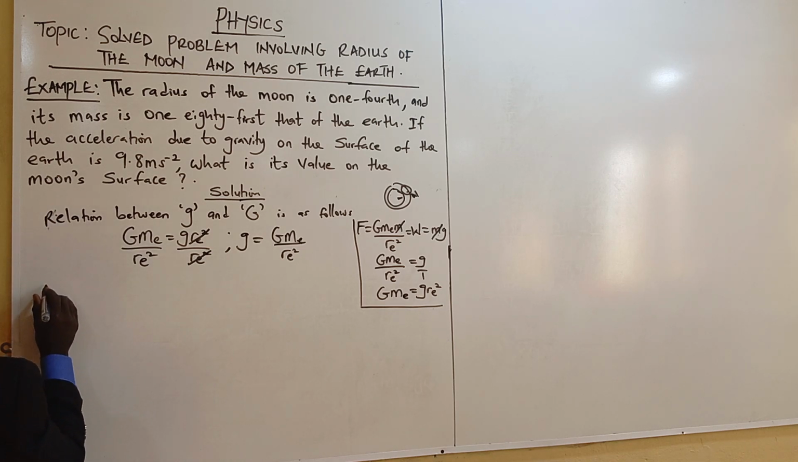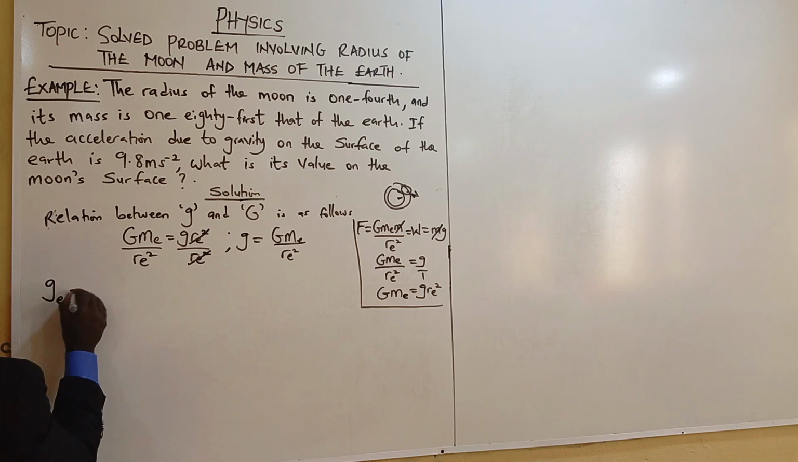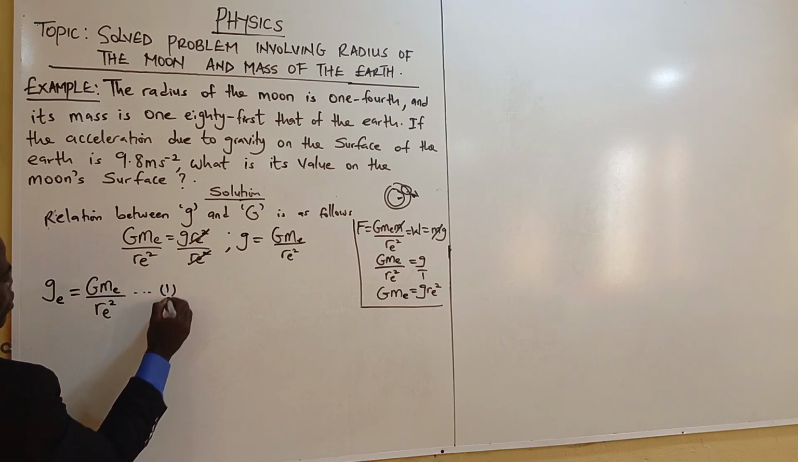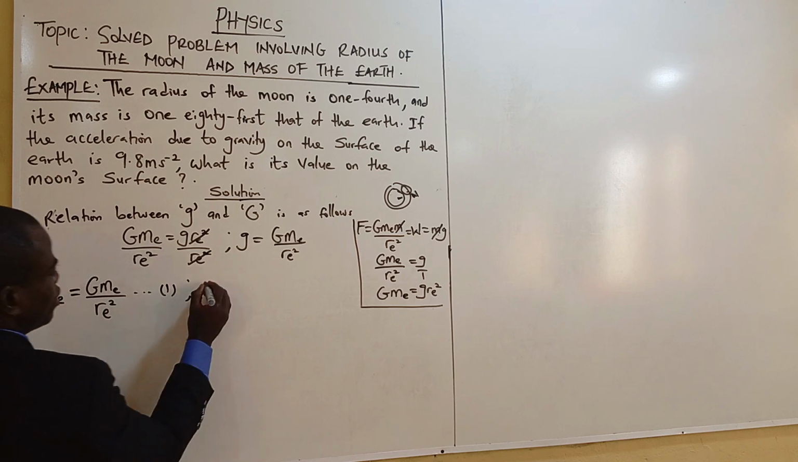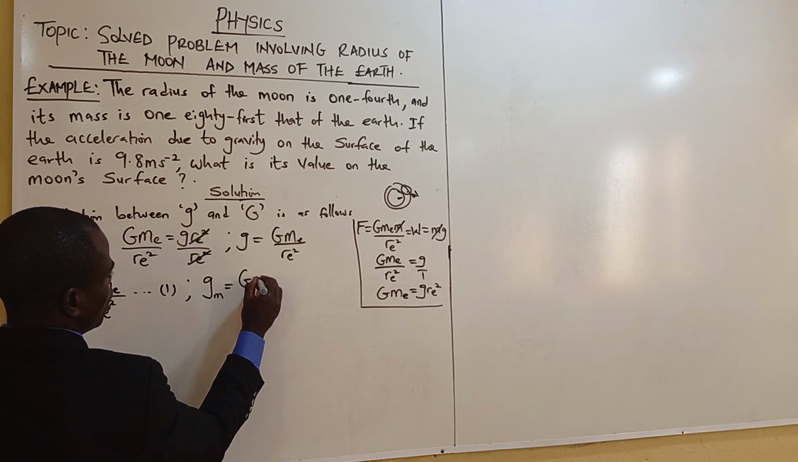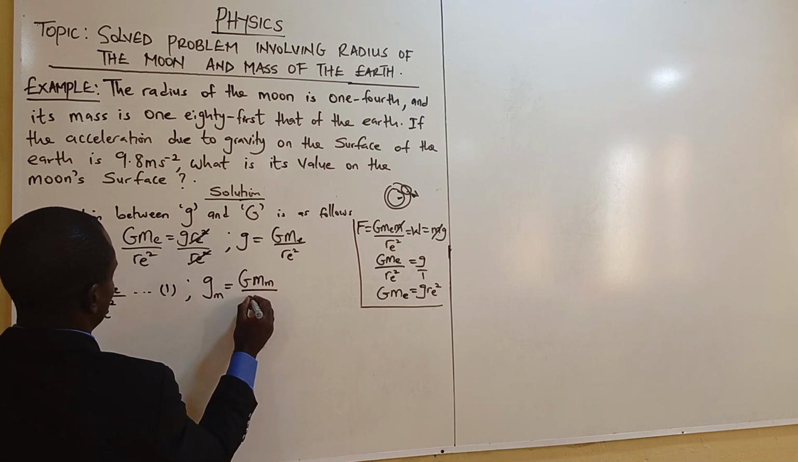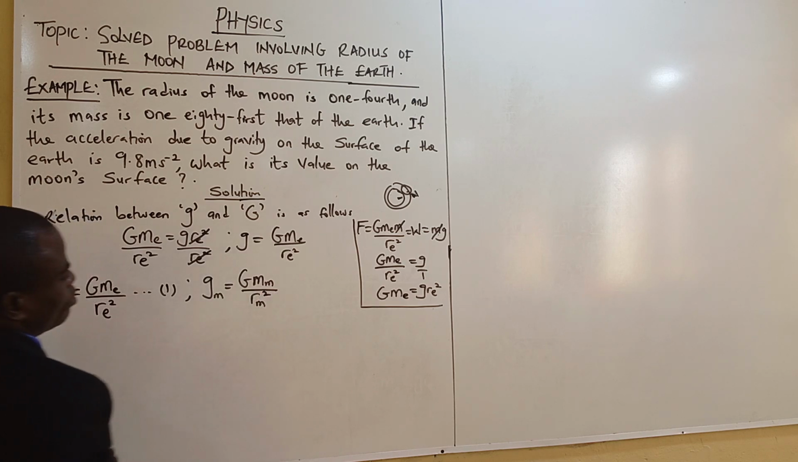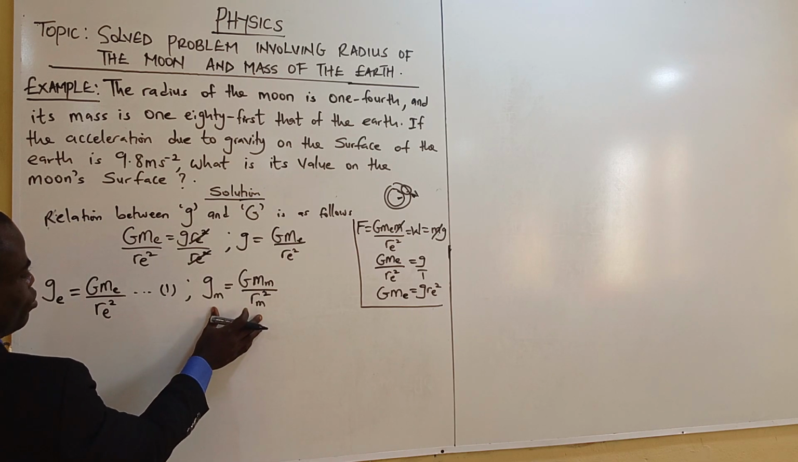Now you can say g of the Earth, the acceleration due to gravity on the Earth, is GME over RE squared, equation 1. And also we can write it as gM equals GMM over RM squared. This is for the moon, equation 2.